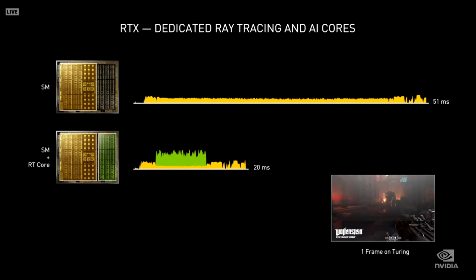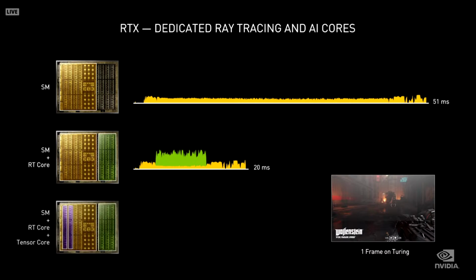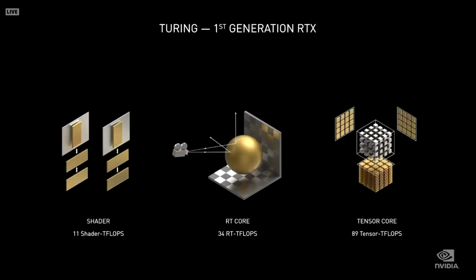Even with RT Core, the amount of time consumed is significant, so RT Core and shaders have to run concurrently. Even then, 20 milliseconds is only 50 frames per second, and still a step back in performance relative to previous generations. This is where the Tensor Core and DLSS come in. Rendering to a lower resolution, then using AI and super fast Tensor Core to effectively double frame rate. Now you can get ray tracing, get high resolution, and high frame rate at the same time. That's the magic of the three processors of RTX. Turing was our first generation RTX GPU, combining ray tracing, programmable shading, and AI.